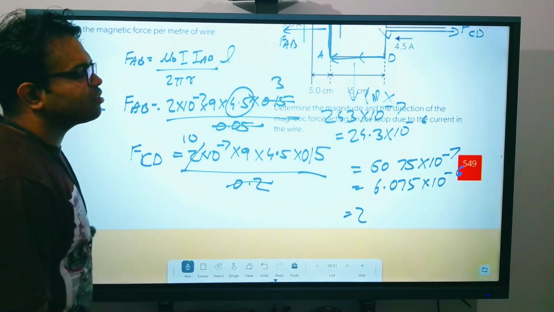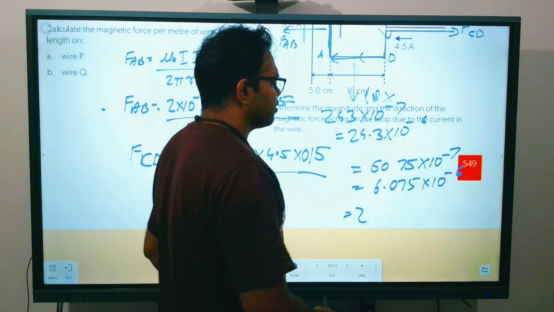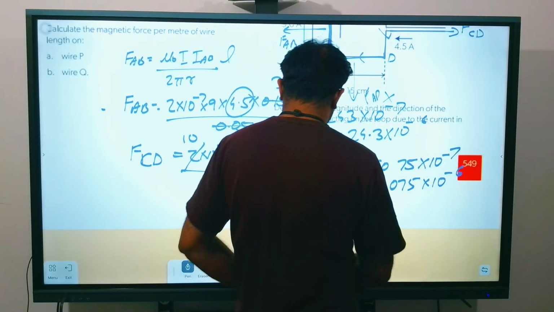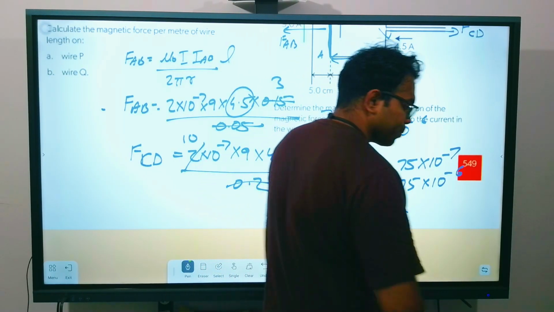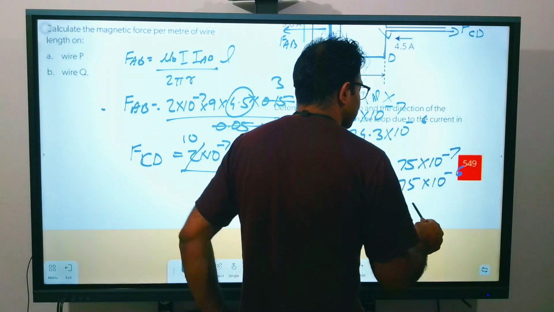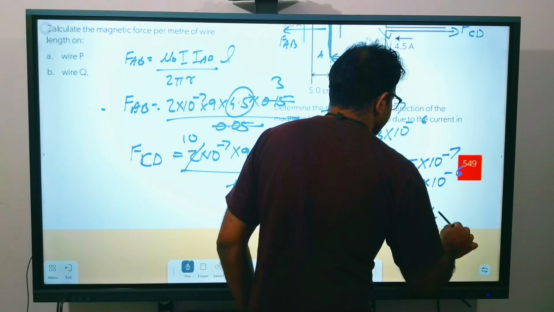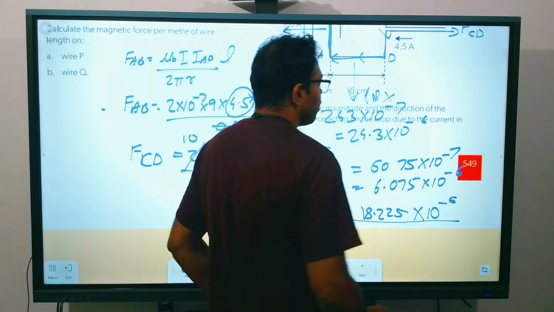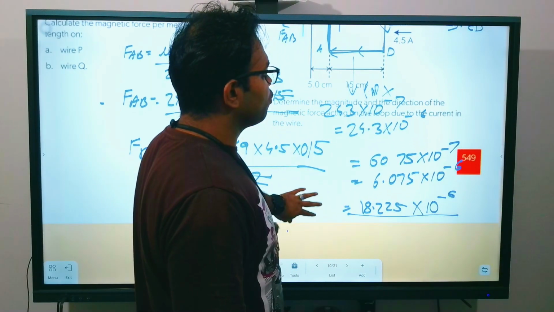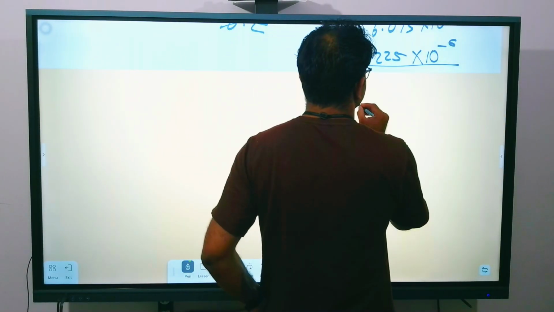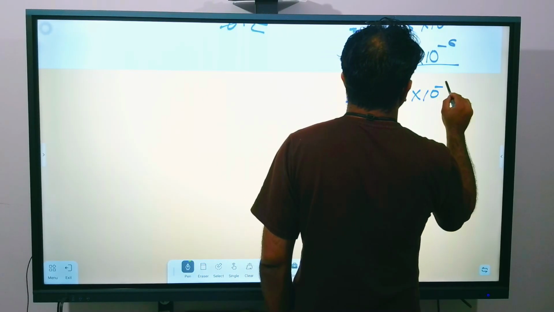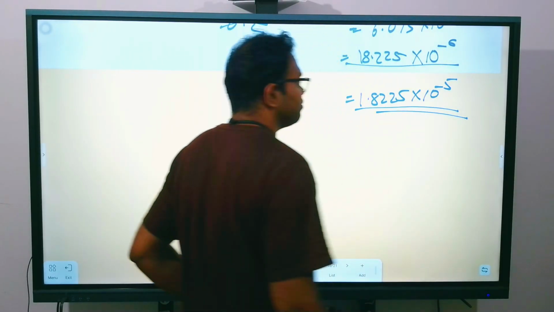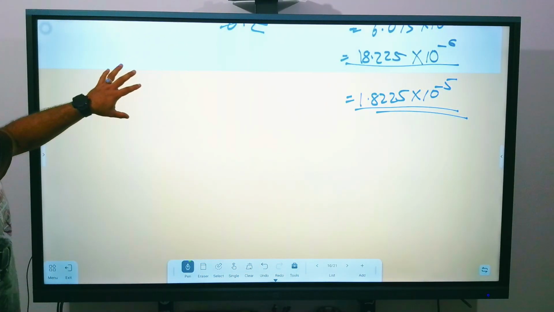24.3 minus 6.07 is 18.225. 18.225 into 10 to the power of minus 6, or 1.8225 into 10 to the power minus 5. 1.8225 into 10 to the power of minus 5. Clear? Is this answer correct also?